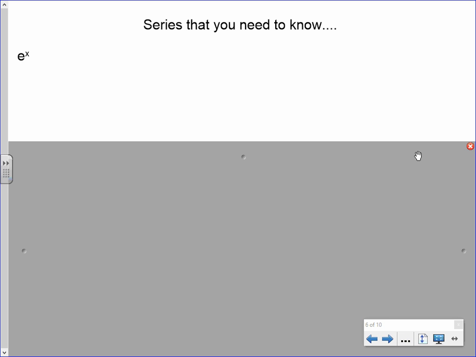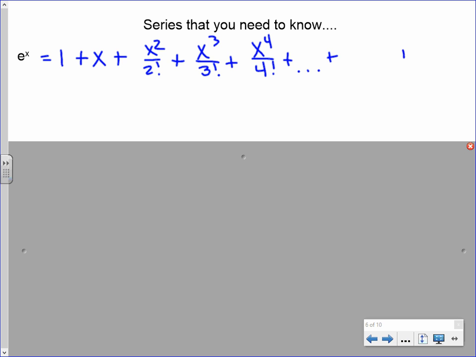Series that we need to know. E to the x. We know each derivative is going to be what? This. And if these are centered at 0, each derivative is going to be the value of 1. So we would have 1 plus x plus x squared over 2 factorial plus 1x cubed over 3 factorial plus 1x to the 4th over 4 factorial. Are you catching my drift here?